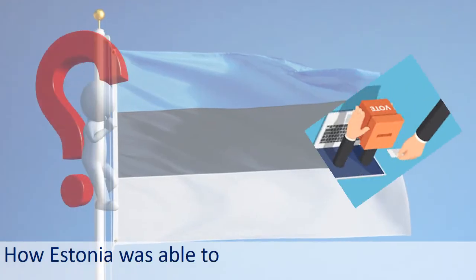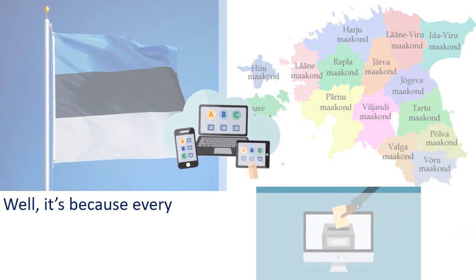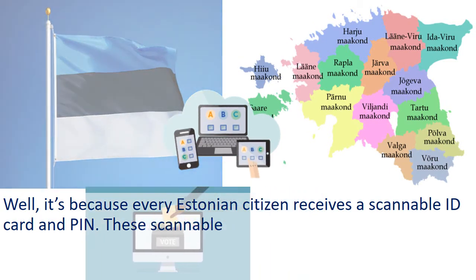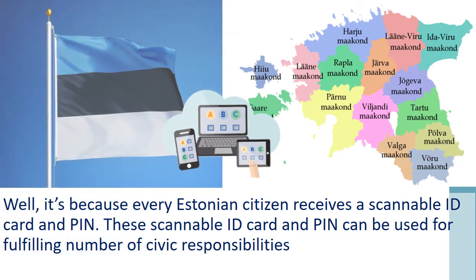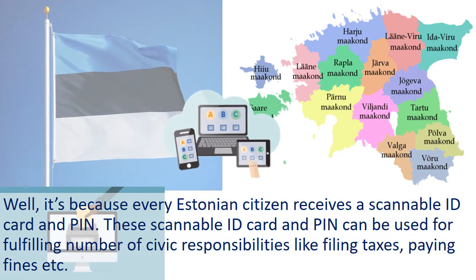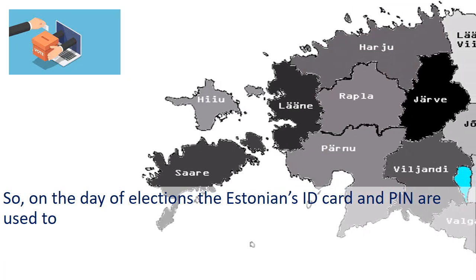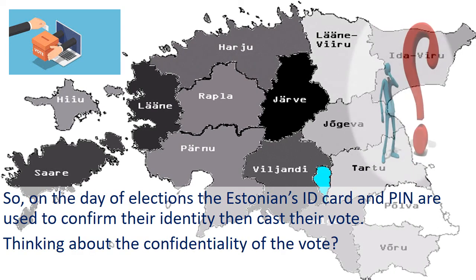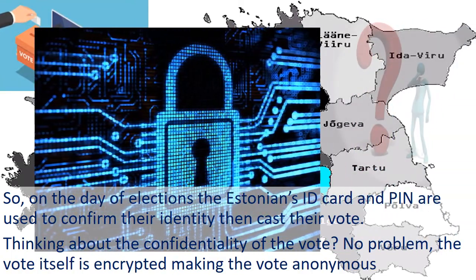How was Estonia able to provide online voting? Well, it's because every Estonian citizen receives a scannable ID card and PIN. This scannable ID card and PIN can be used for fulfilling a number of civic responsibilities like filing taxes, paying fines, etc. So, on the day of elections, the Estonians' ID card and PIN are used to confirm their identity to cast their vote. Thinking about the confidentiality of the vote? No problem, the vote itself is encrypted, making the vote anonymous.